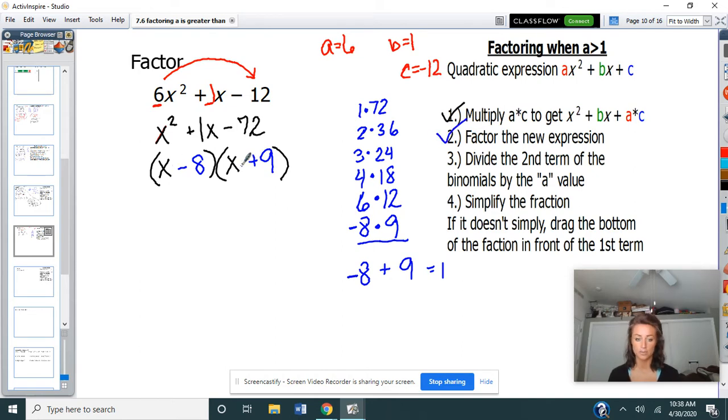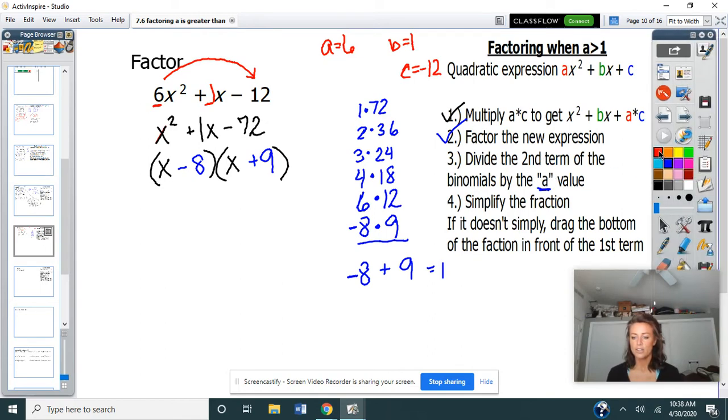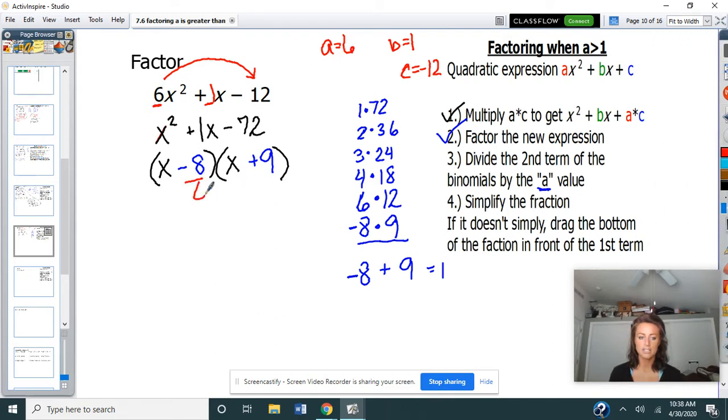So step 2 is done. We factored the expression. Remember, this does not equal this. So since we multiplied by A in the beginning, we need to now go and divide these terms by A. So now we're going to divide the second term, which is these in blue, by the A value. Our A value, we labeled it as 6. Remember, it's the guy in front. So we're going to divide by 6, divide by 6. And then you simplify.